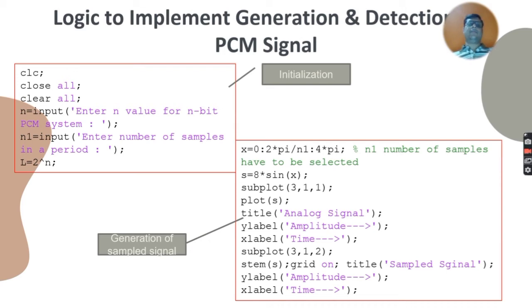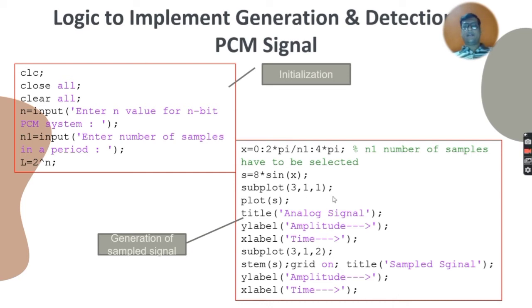So x is equal to 0 to pi by n1 to 4 pi. That is, 2 clock cycles I have considered, 0 to 4 pi, with steps of 2 pi divided by n1. N1 is the number of samples into which it will be divided. Then you have to define the signal. Here we are going to use a sine signal with an amplitude of 8, so S is equal to 8 sin x.